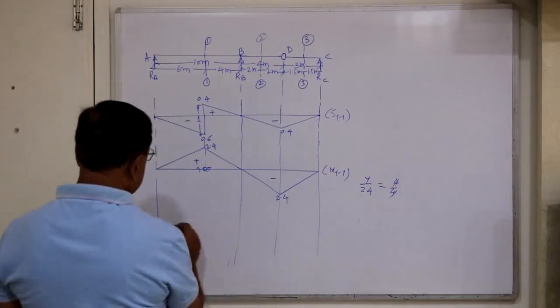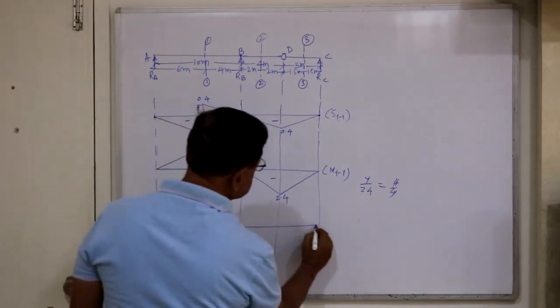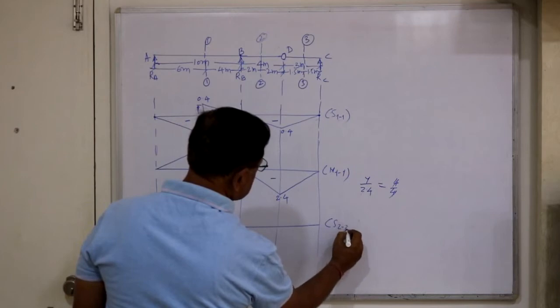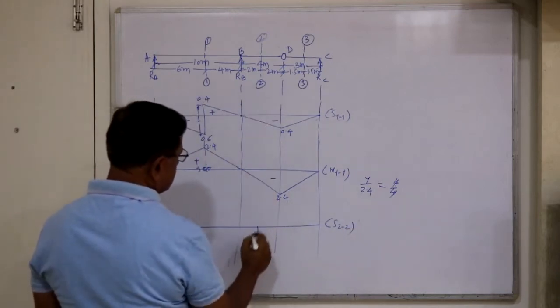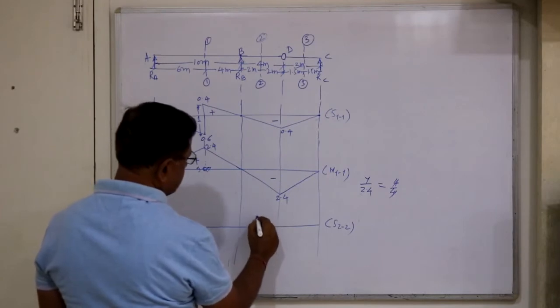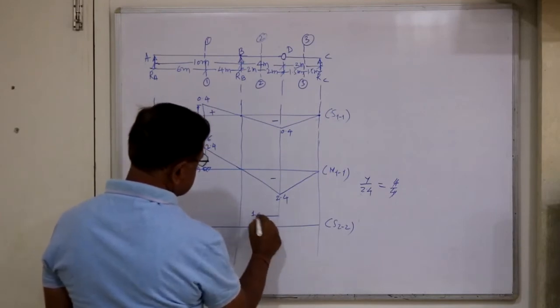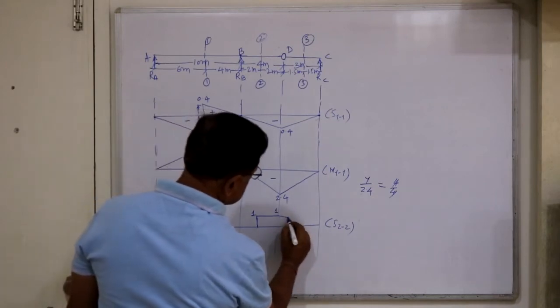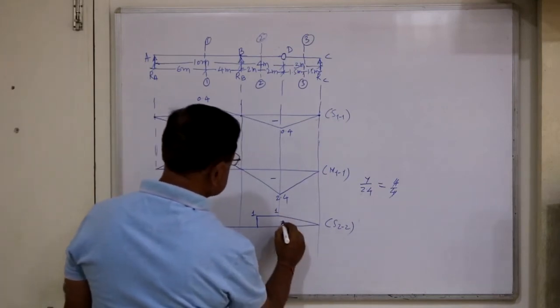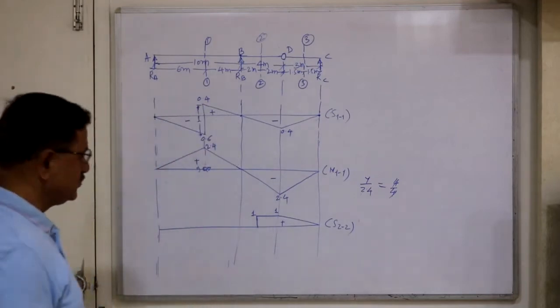Now let's come to S22. So S22, that is, the section is within the cantilever portion. So only this is, say, this is 1. So this is also 1 and here it is 0. So this is plus. This is the shear force at section 2, 2.